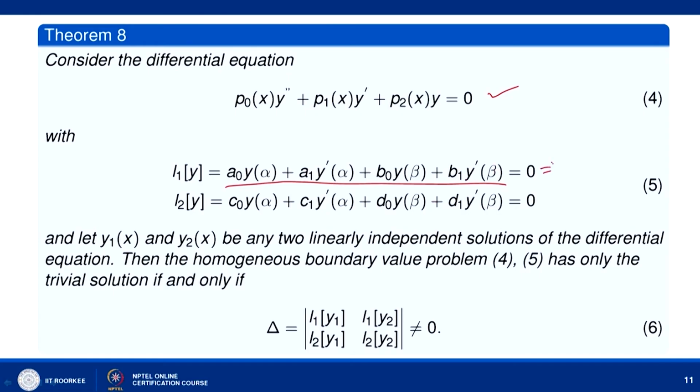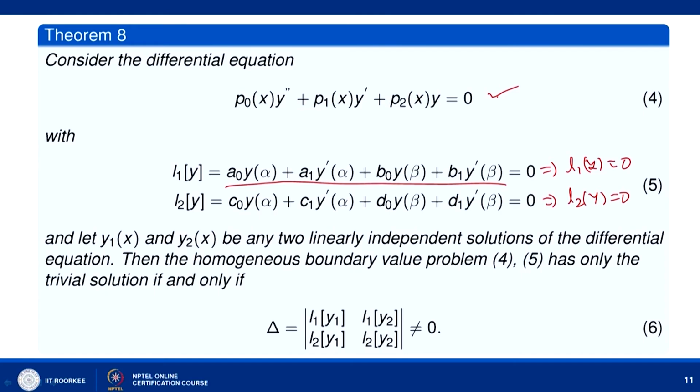So we can summarize this as L1 y equal to 0, and similarly this as L2 y equal to 0. So we have a homogeneous differential equation and homogeneous boundary conditions, and we already know that the zero solution satisfies this, but we are interested in finding the non-trivial solution. The trivial solution already exists, that is the zero solution. Now how do we find a non-trivial solution?